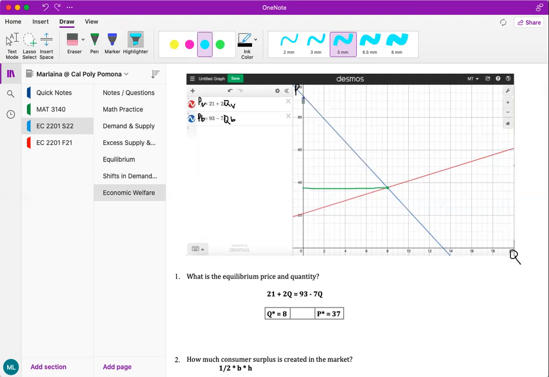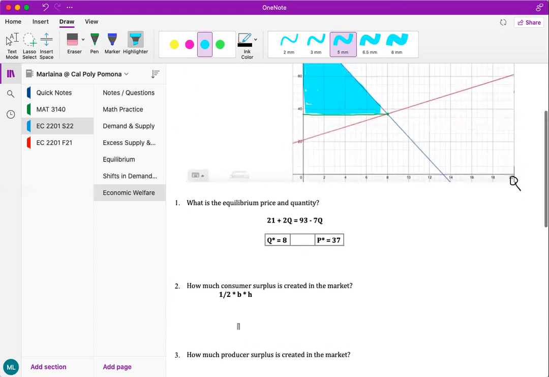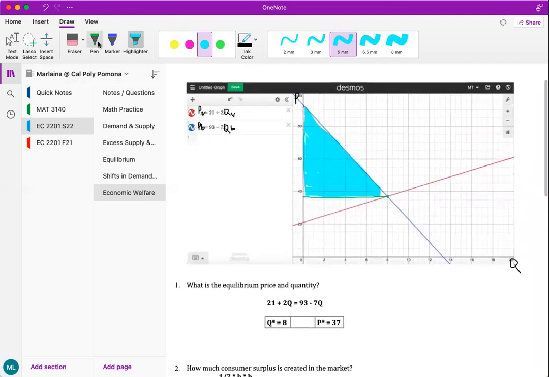And so when we fill in this triangle, the area is going to be the value of the consumer surplus at equilibrium for all of the consumers. So let me just fill this in here. And then what we want to do is find the area of this triangle. And we know that the equation for the area of a triangle is going to be 1/2 base times height. So first things first, looking at the base right here, it's pretty straightforward. The base is just this bottom line.